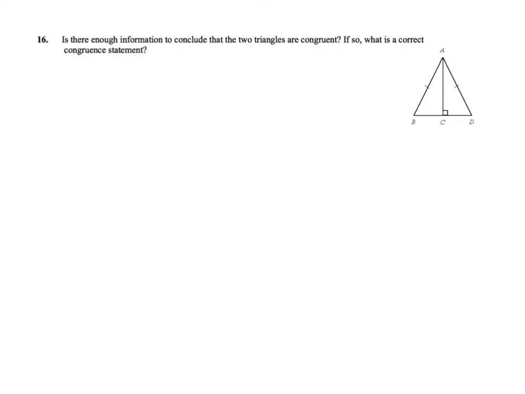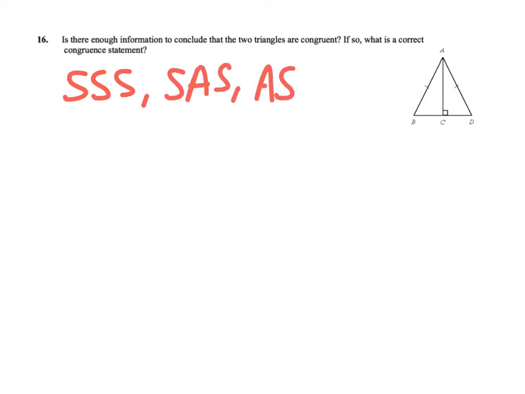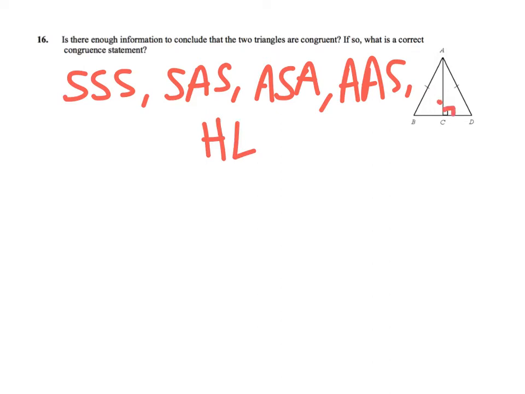Remember, if we're trying to figure out if they're congruent, our options are side, side, side, side, angle, side, angle, or angle, angle, side. We also have HL as an option. The first thing I notice in my picture is we have a right angle right here, which means we also have one on the other side. Now, if I have a right angle, I'm going to start thinking about HL right off the bat.